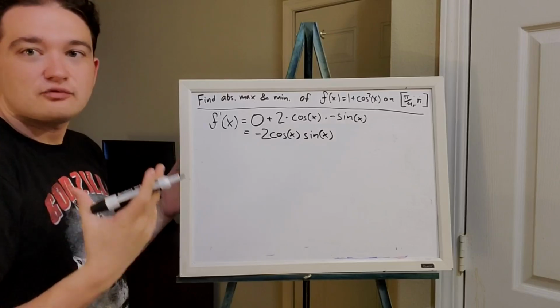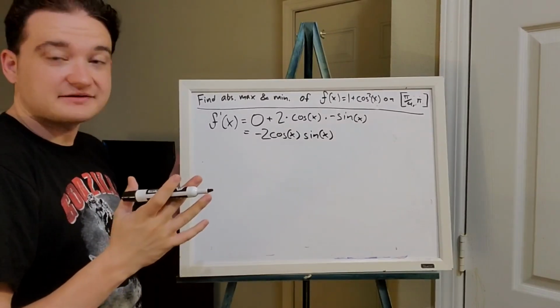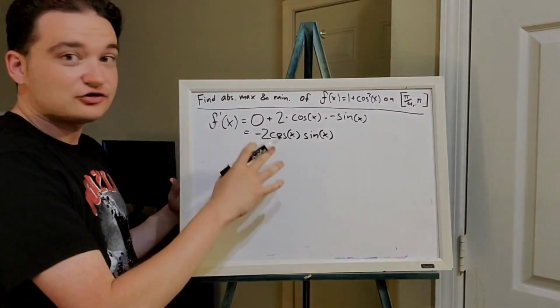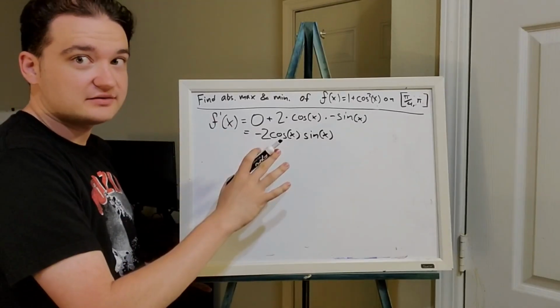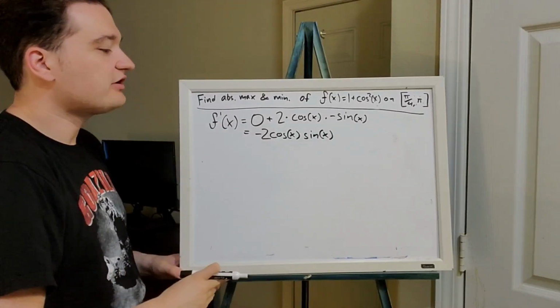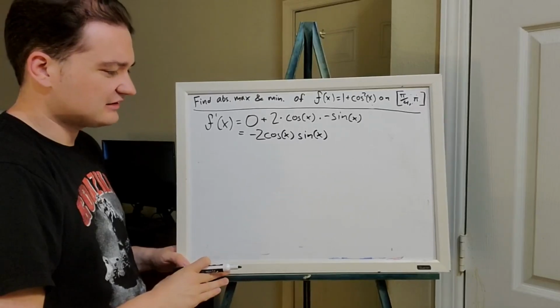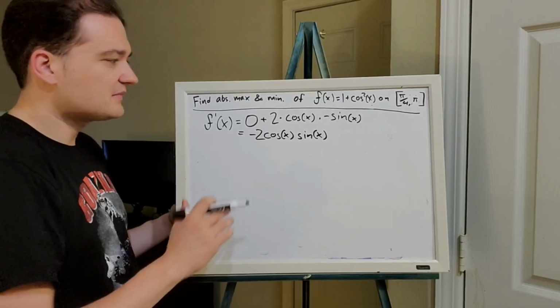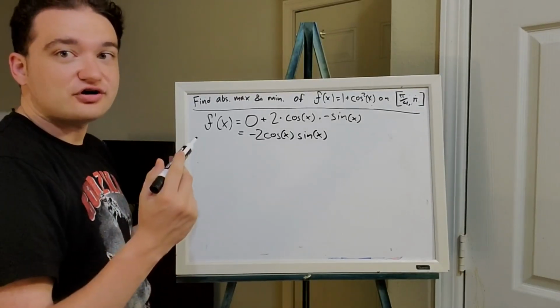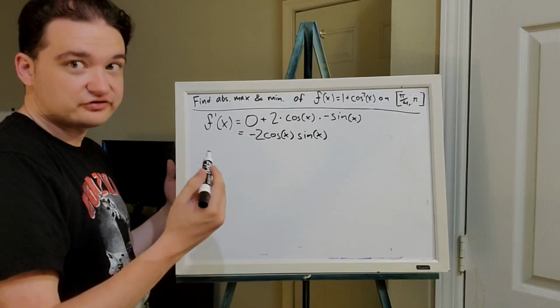Okay. Well, let's think about it. No square roots, no logarithms, no denominators. We don't need to worry about this derivative not existing. Let me turn this so it's a little more visible. We are only concerned with where this derivative equals 0.